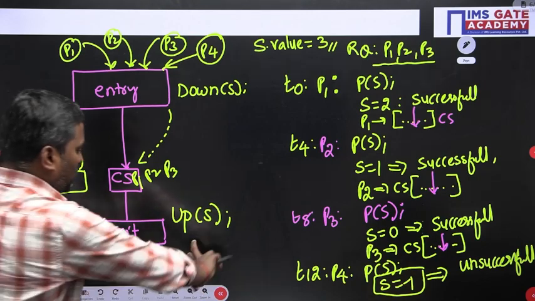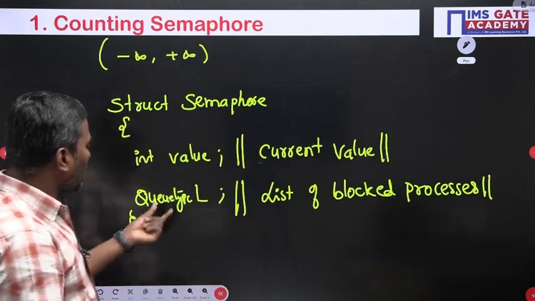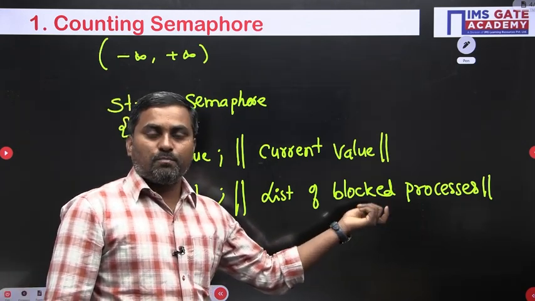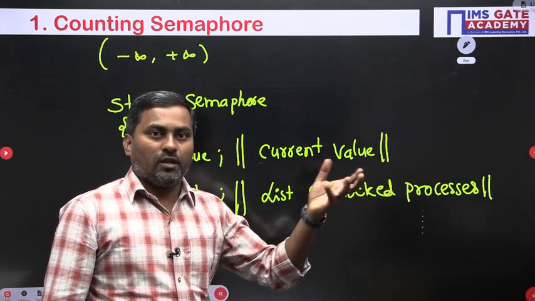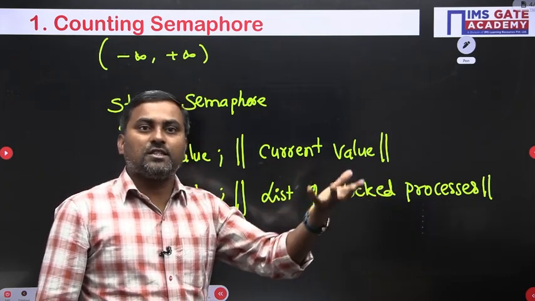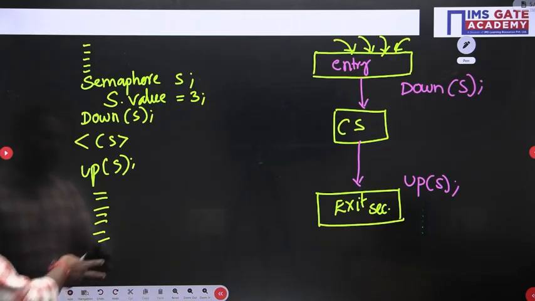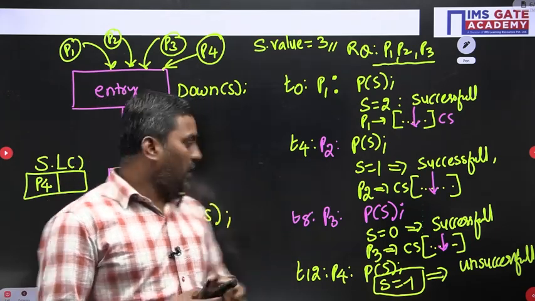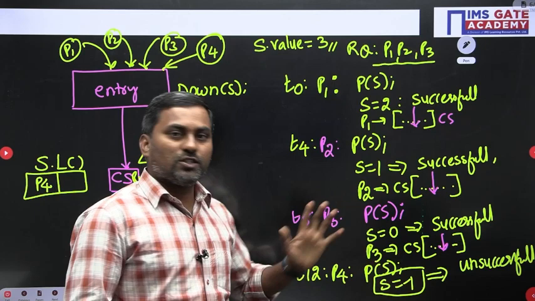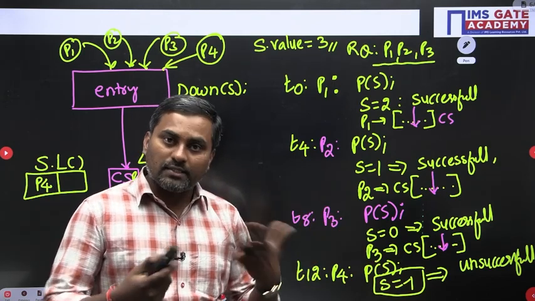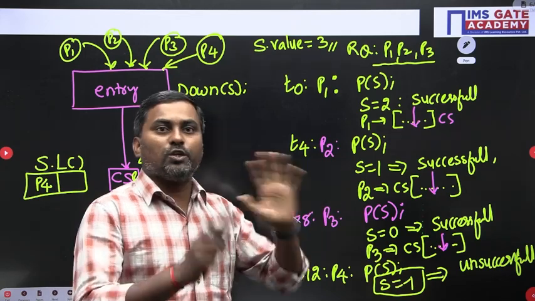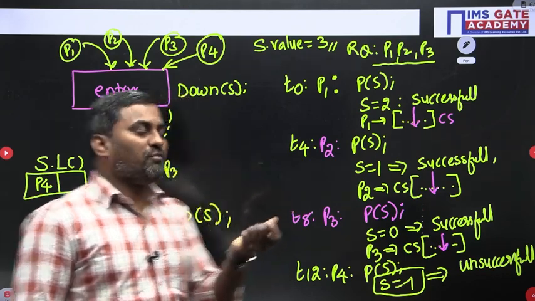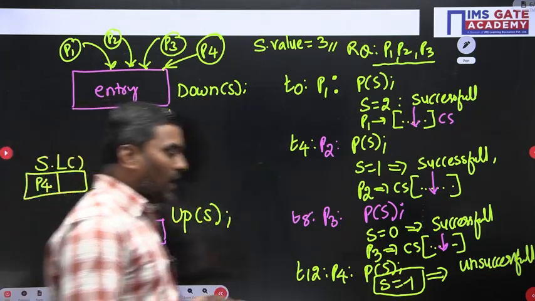P4 is blocked. So I repeat my point: S dot L is a Q type, a data structure containing the list of blocked processes. The blocking happens during execution of the down operation. If it is unsuccessful, we have to block it. Now suppose process P5 starts and again performs the down on S. S becomes -2, which indicates an unsuccessful operation. Then process P5 also needs to be blocked. So the PCB of process P5 needs to be kept into S dot L, the queue, and blocked.